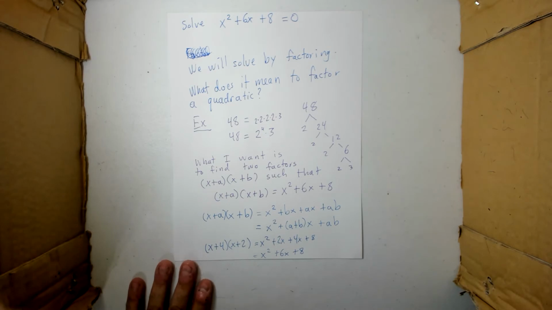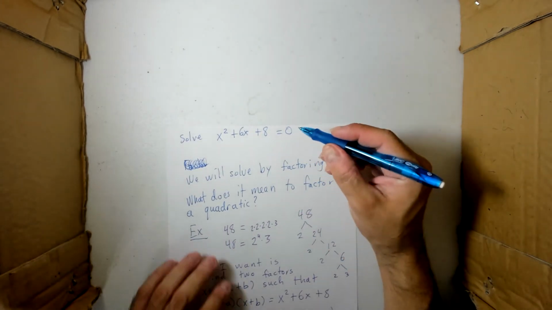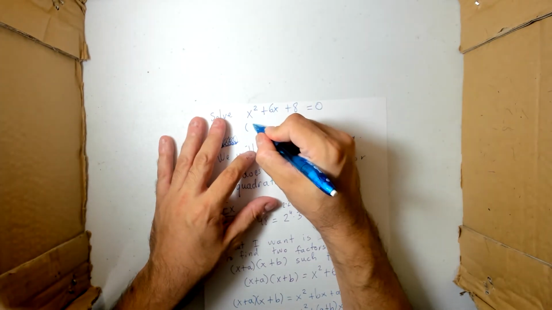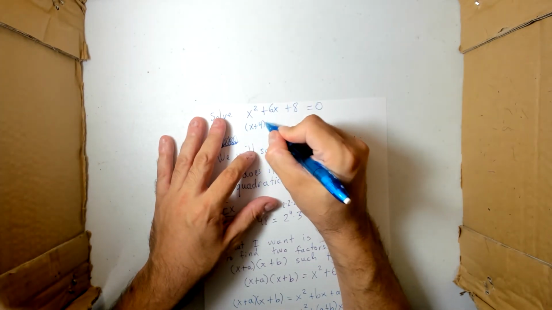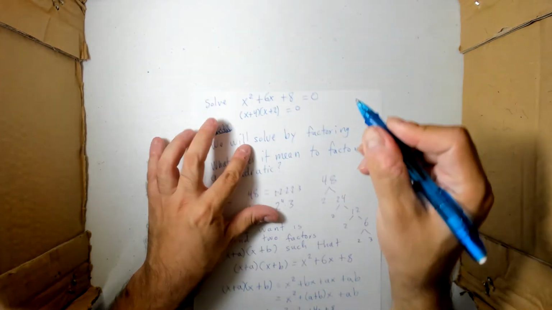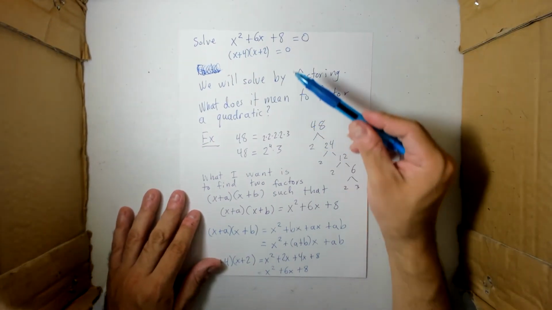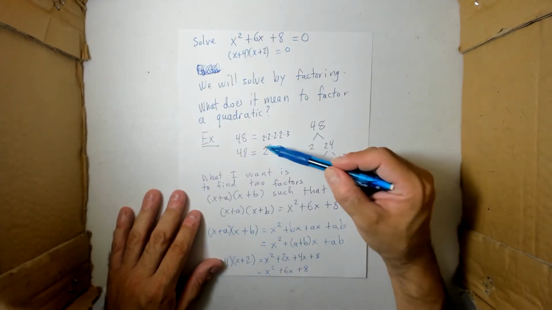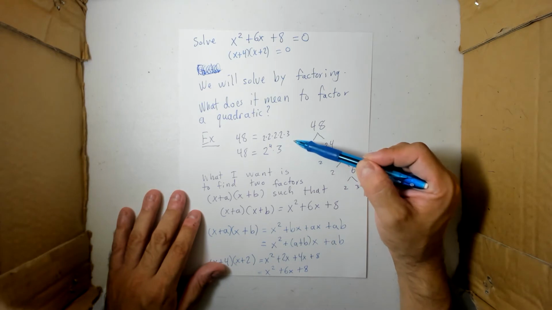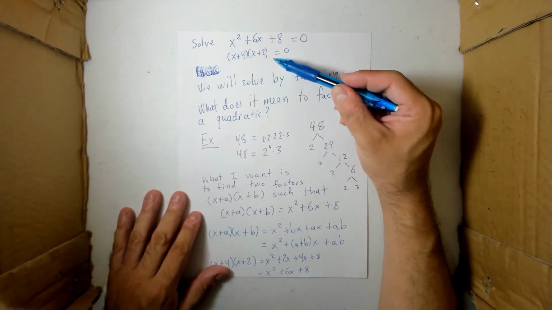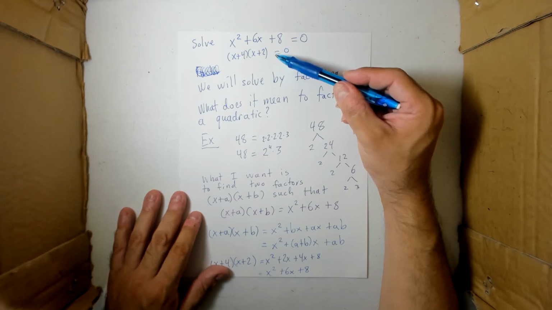And so now we know that this equation that I wanted to solve can be rewritten as x plus 4 times x plus 2 is equal to 0. And so you can see that just as this number 48 can be rewritten as 2 times 2 times 2 times 2 times 3, this polynomial can be rewritten as x plus 4 times x plus 2.